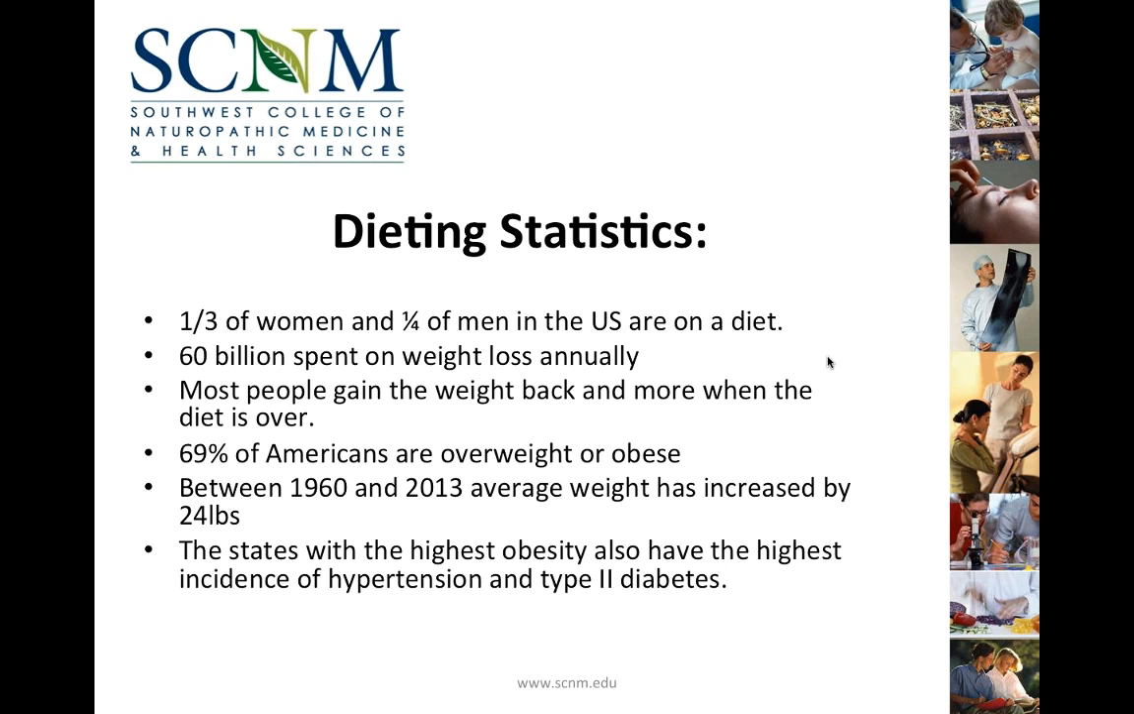And then the states with the highest obesity also have the highest incidence of hypertension and type 2 diabetes. So this is an example of how weight gain contributes to chronic disease, and specifically heart disease and diabetes.